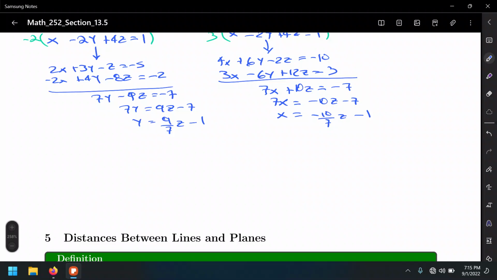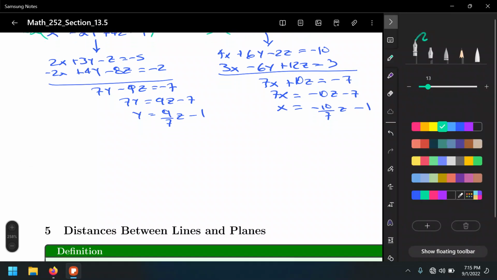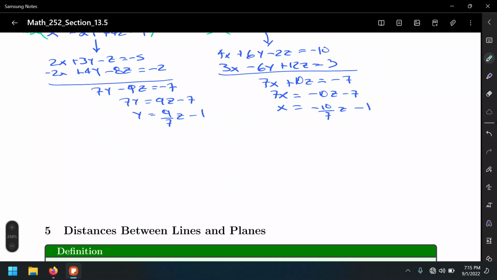So what do we do in this case? From here, the trick is to let z equal t. We will plug in that value of t wherever we see the letter z, and this will become y equals 9/7 t minus 1, and x equals negative 10/7 t minus 1.